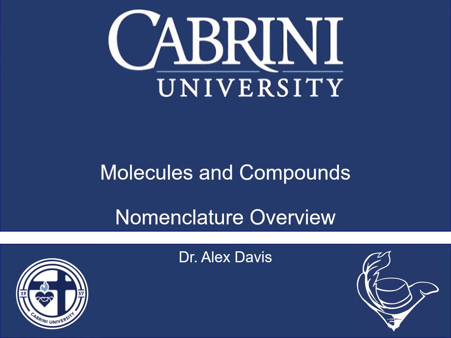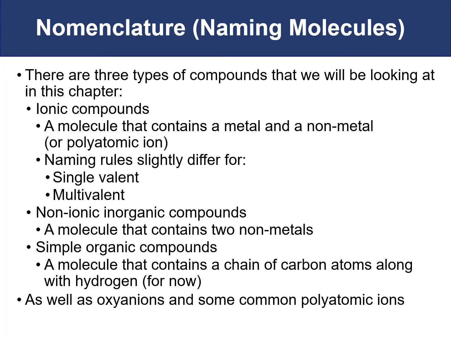In this video, we will provide an overview for the naming scheme, or nomenclature, for molecules and compounds. Nomenclature is essentially how we name molecules. There are three different types of compounds that we will be looking at in this chapter. We have ionic compounds, non-ionic inorganic compounds, and a series of simple organic compounds.